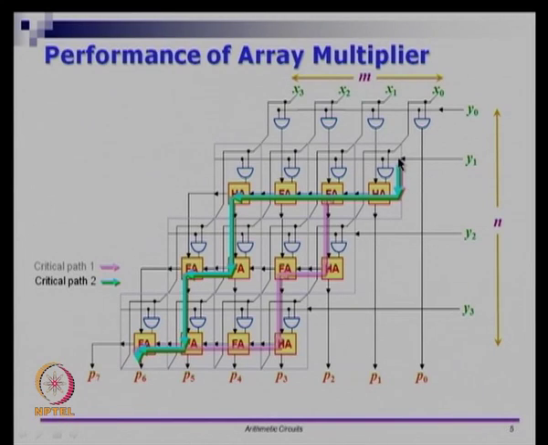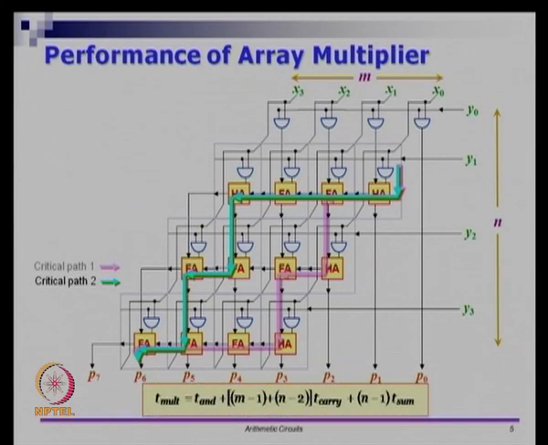So, essentially it is either go down a staircase and then go all the way to the left, or go all the way to the left and then go down a staircase. These two are critical paths, and the worst case delay happens to be T of AND, which is the delay of this AND gate itself. So, there is one AND gate here, the delay of the AND gate itself is there, along with m minus 1 plus n minus 2 times t carry plus n minus 1 times t sum.